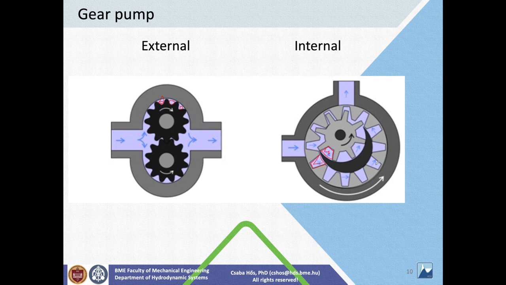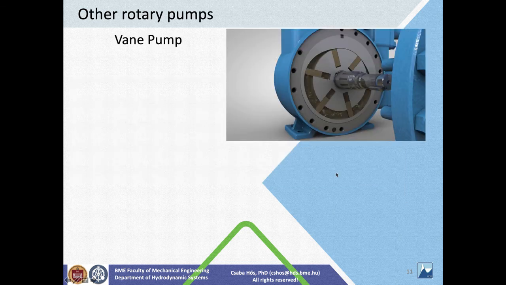The internal gear pump is used when you want to save a lot of space. It is very compact, the size is small, and hence its power to mass ratio is very high. That means high power in a small mass in kilograms. For example, the airplane industry loves this kind of pump. Then you can also have a vane pump, which is very similar to the gear pump. You have these vanes which are moving back and forth in these slots.